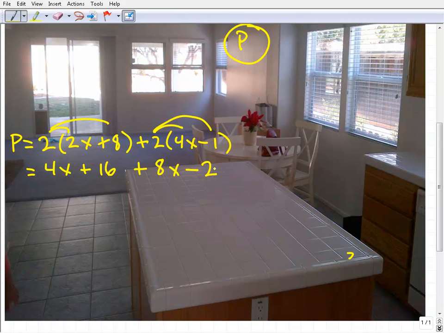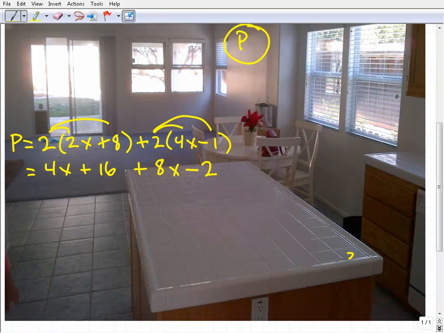Very, very easy to make a mistake. So I like to double check what I just did. So I'm just quickly going to go through it. It's going to be 2 times 2x is 4x. That's correct. 2 times 8 is 16. 2 times 4x is 8x, and then 2 times minus 1 is minus 2. Okay, so that looks good to me.